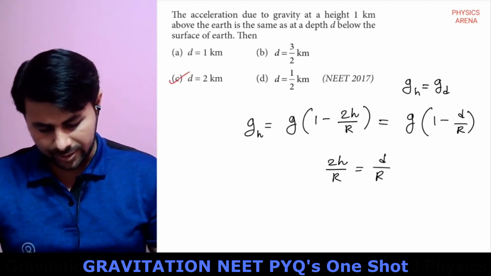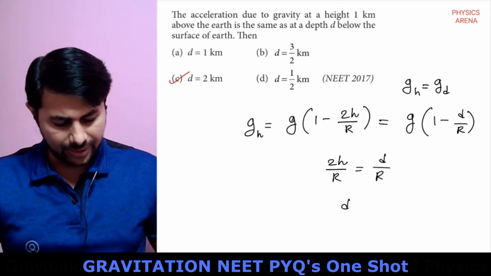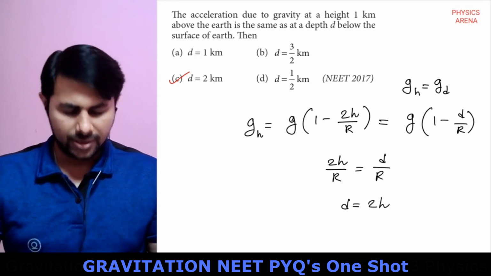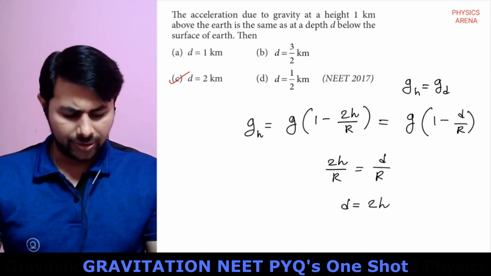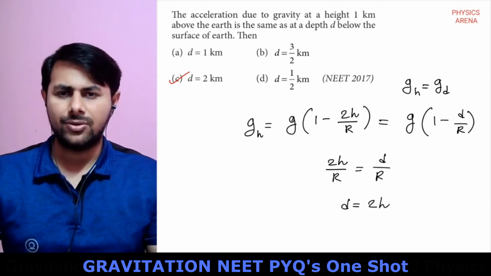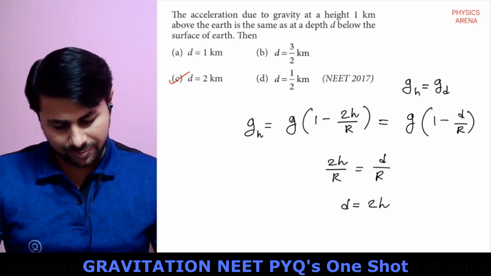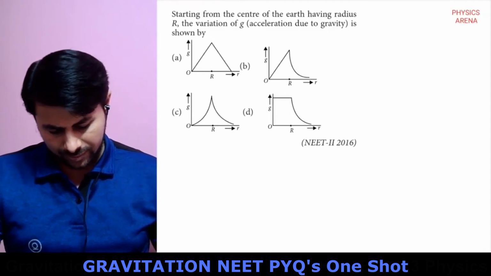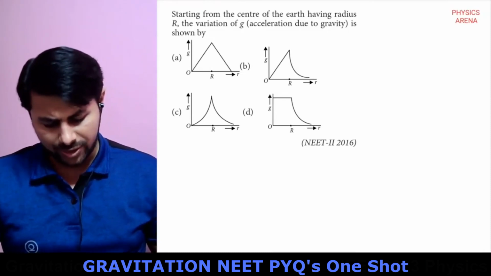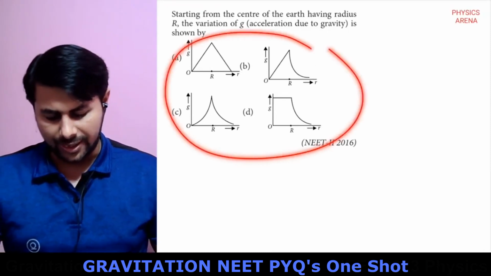So it is 2 kilometers, right? D is equal to 2 times h. H is equal to 1 kilometer. So D is equal to 2 kilometers. Okay, simple question. And this question has been repeated many times.